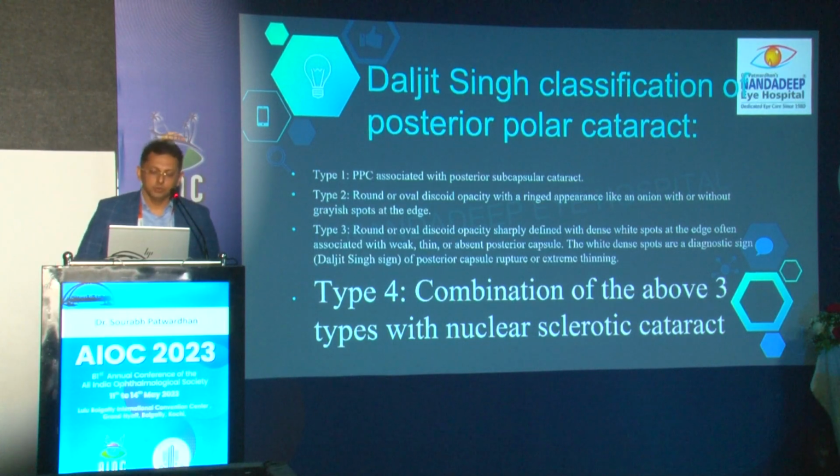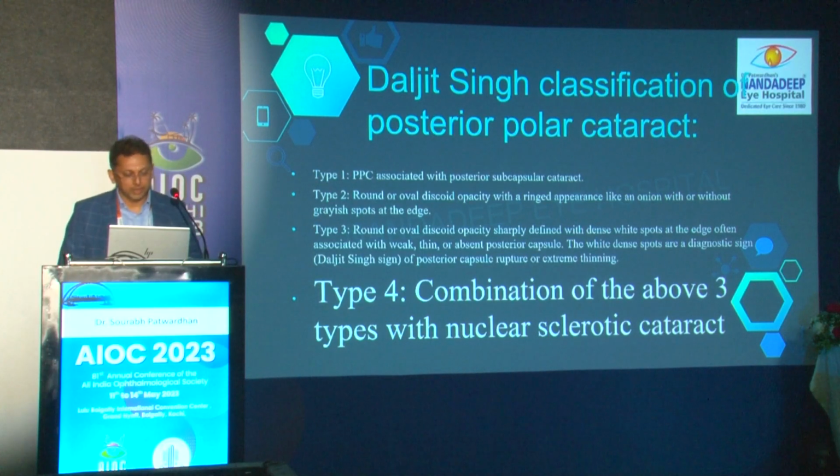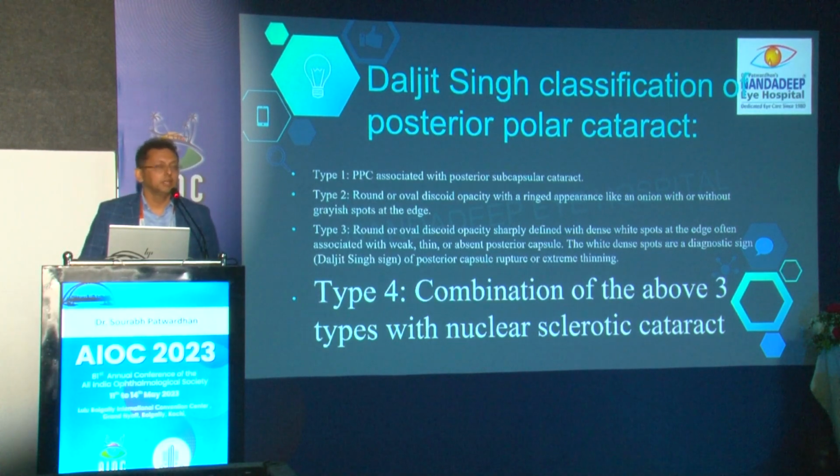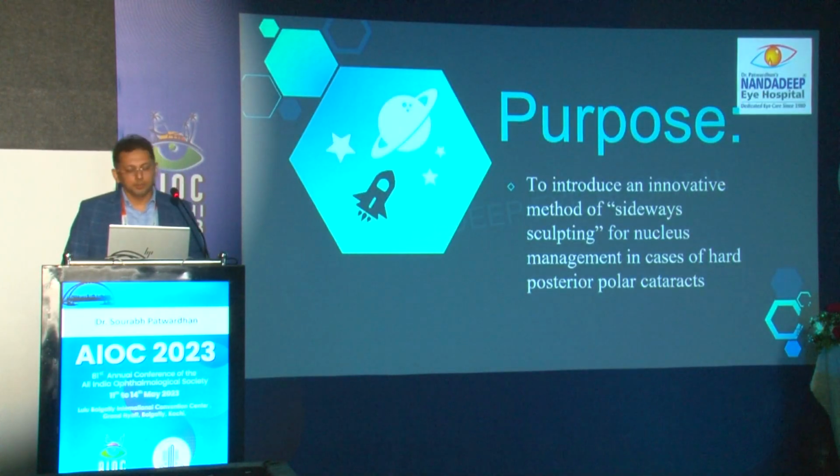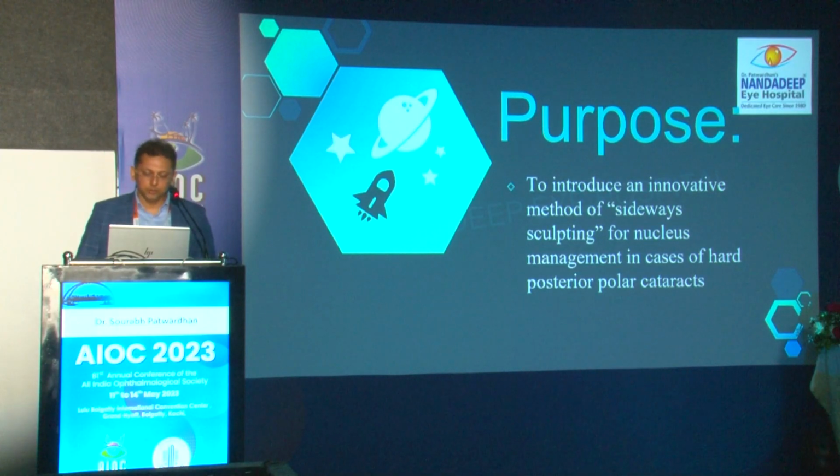In this study, we used Daljit Singh classification of posterior polar cataract, where we are more focused on the type 4 of the classification, where there were different signs of PPC present, but along with that, there was nuclear sclerotic cataract as well. So the purpose of the study was to introduce an innovative method of sideways sculpting for nucleus management in cases of harder posterior polar cataract.